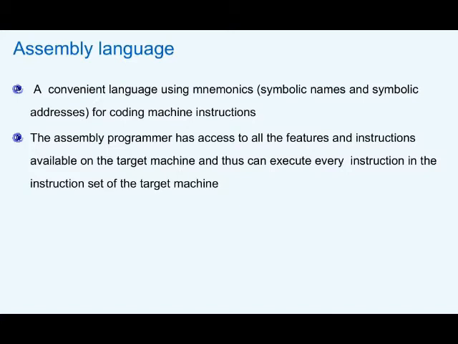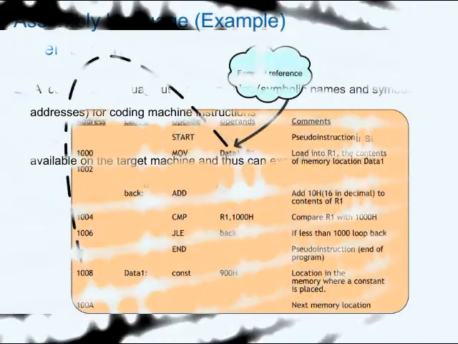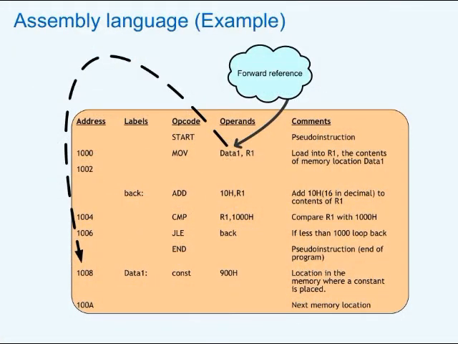Now we are looking at one of the examples of the assembly language program. Here if you look at, there are mnemonics which have been used like start, move, add, CMP, JLE, end, const, etc. Now if you see, start is the pseudo instruction, not the mnemonic, because this is the instruction to the assembler that okay, from here the program is starting, and the next instruction move says that some data needs to be moved from one place to another.